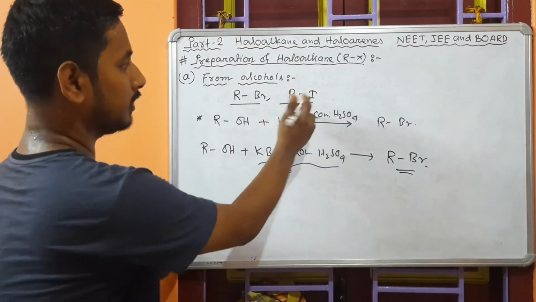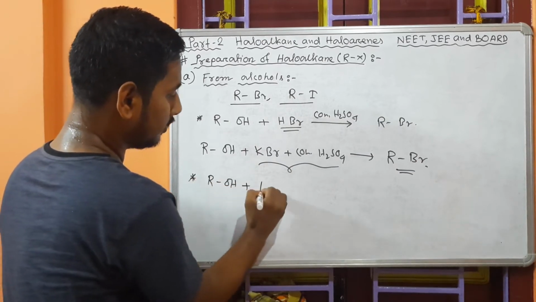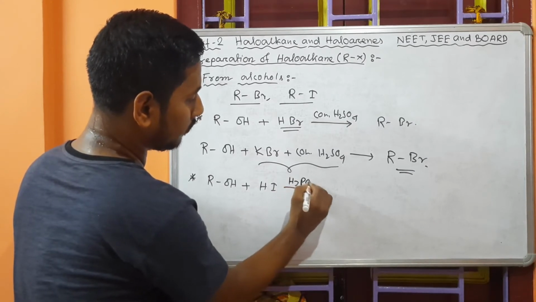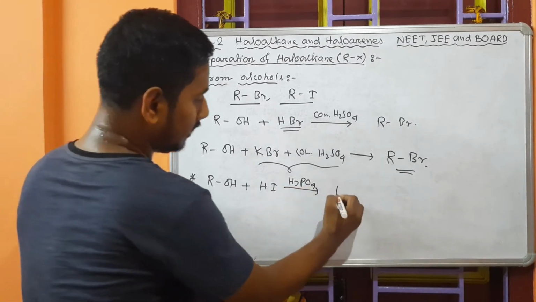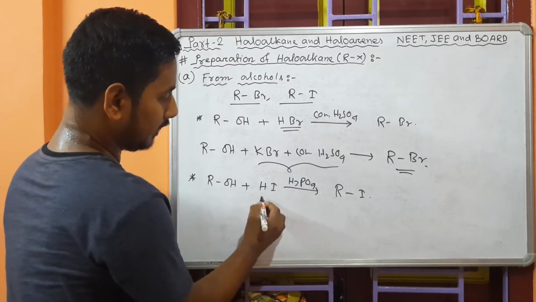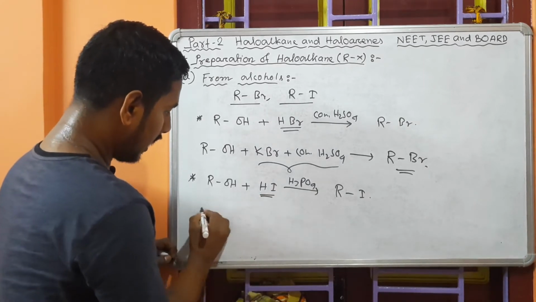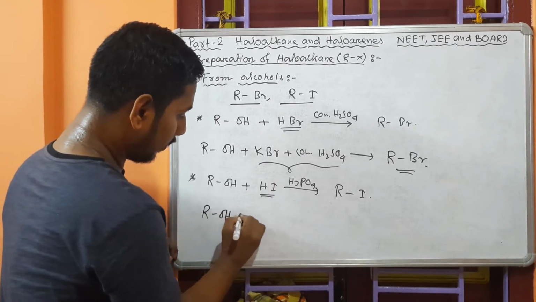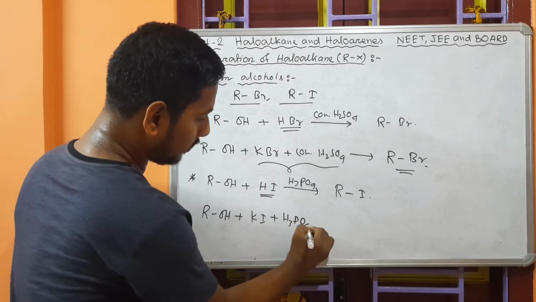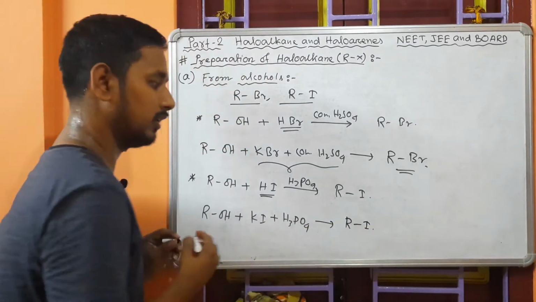Very similarly, for the case of RI, say you have ROH and you give HI in presence of H3PO4, phosphoric acid, then you get RI as your product. So here also this HI is in situ. During the reaction it will form: you have ROH and you give KI in presence of H3PO4, then you get RI as your desired product.